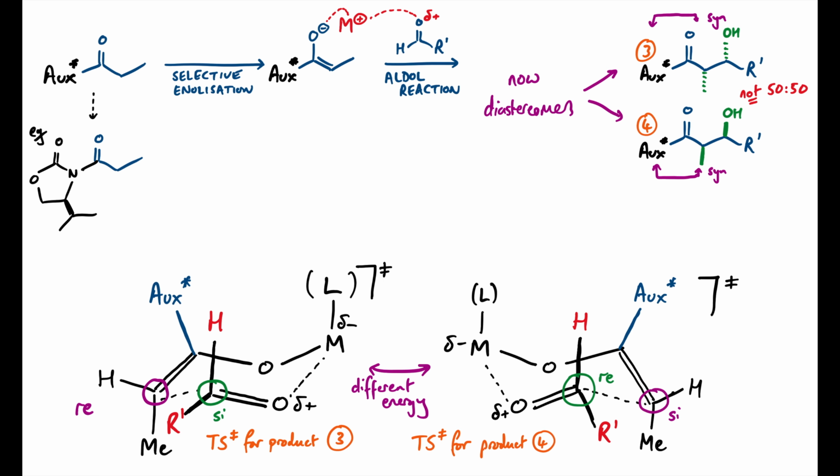Now that I've got my modified starting material, I can do a selective enolization, and that's pretty easy on a system like this. If I use LDA at -78 degrees, we should be able to get selective Z enolization, as the auxiliary is pretty bulky in the region that I've just highlighted in green.